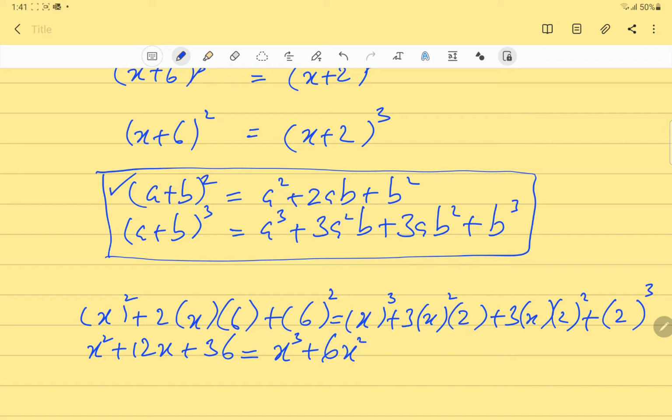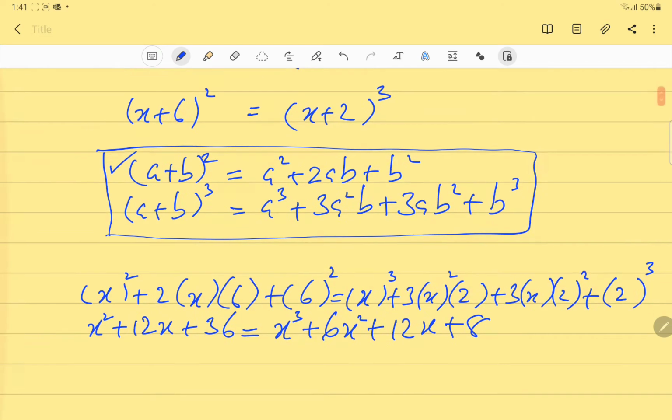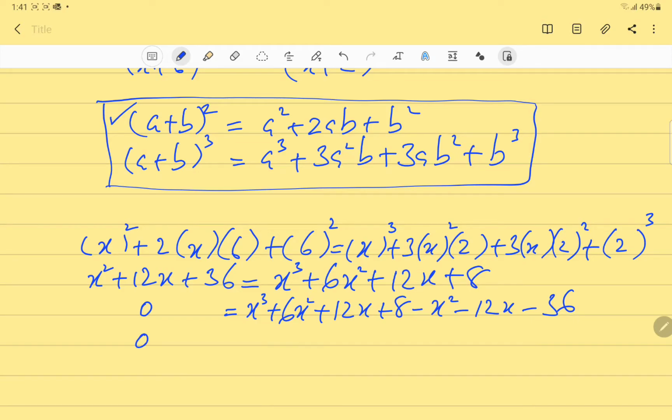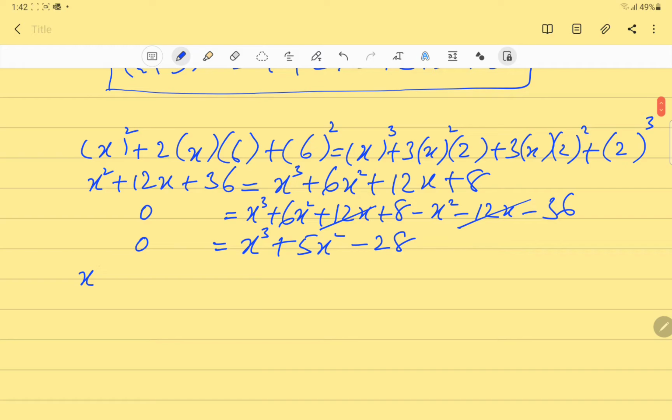Now we will take all the terms on one side of the equation. x cubed plus 6x squared plus 12x plus 8 minus x squared minus 12x minus 36. Okay, so this 12x will cancel with 12x, so we are left with x cubed plus 5x squared minus 28. Let's write it in standard form.